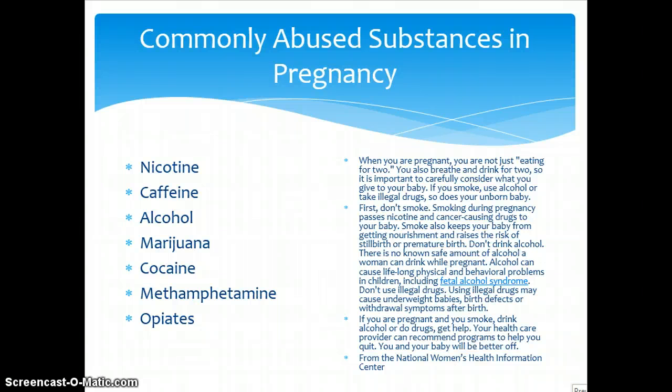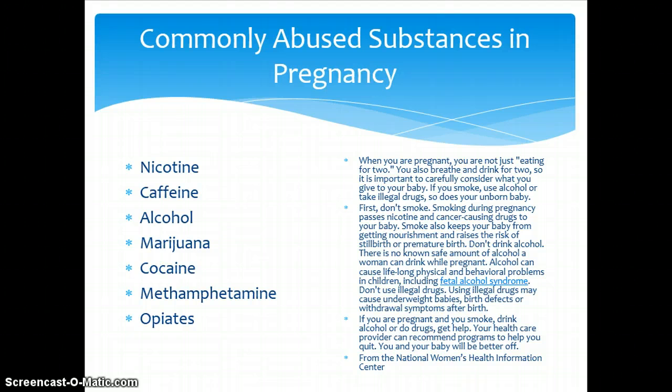Alcohol, marijuana, cocaine, methamphetamine, and opiates. If you read off to the right-hand side of the slide, this is from the National Women's Health Information Center. When you are pregnant, you are not just eating for two, you also breathe and drink for two. So it is important that you carefully consider what you give to your baby. If you smoke or use alcohol or take illegal drugs, so does your unborn baby.